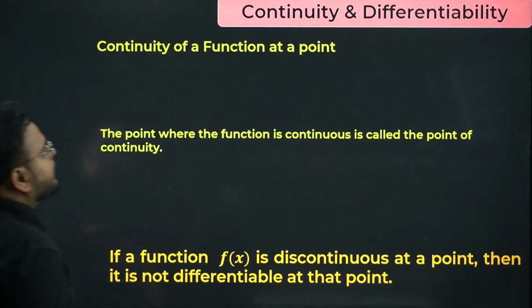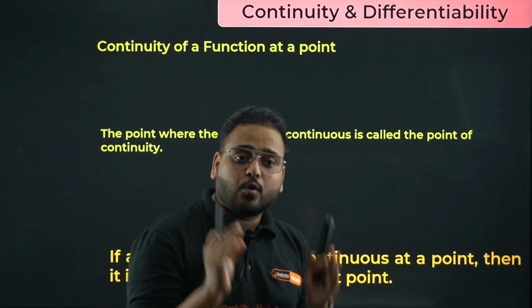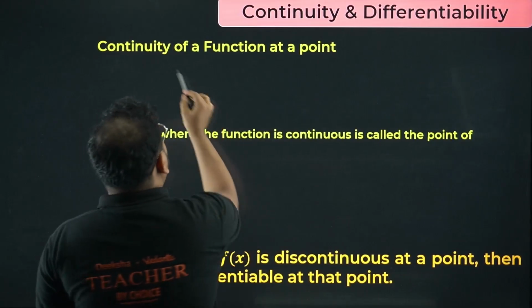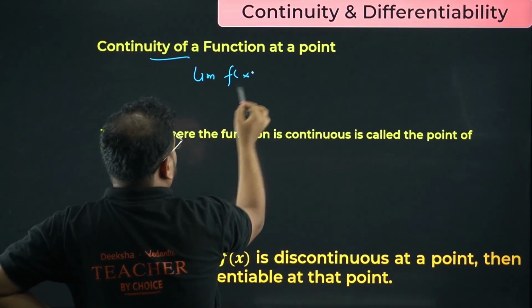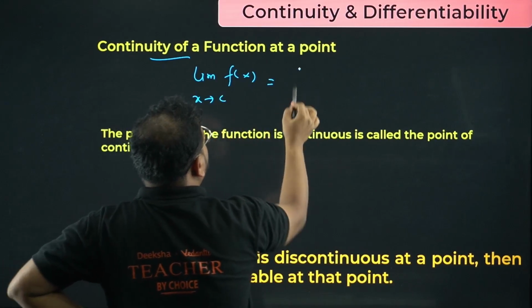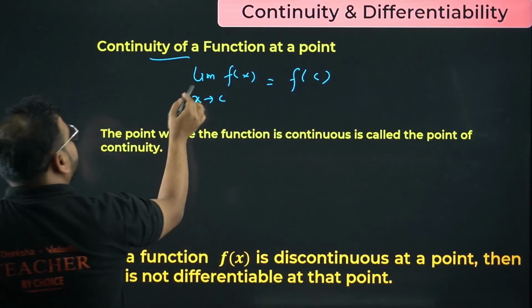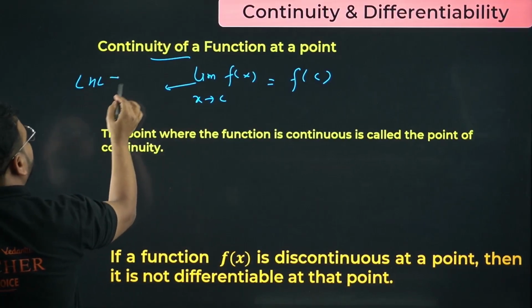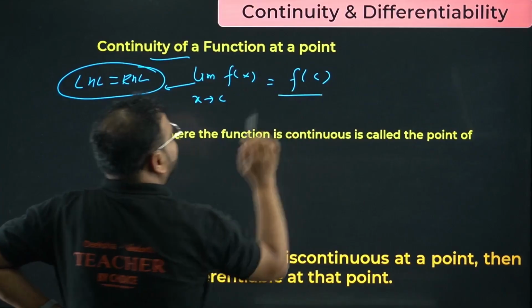Now if you look at this new chapter, continuity and differentiability, a high weighted chapter, 6 questions are coming from here, so you have to know all the formulas. Looking for continuity: the limit of the function at any point should be equal to the function value at the same point C. Limit means both LHL and RHL should be equal to each other, and equal to the function value at C.